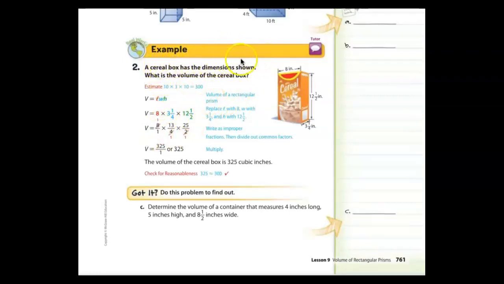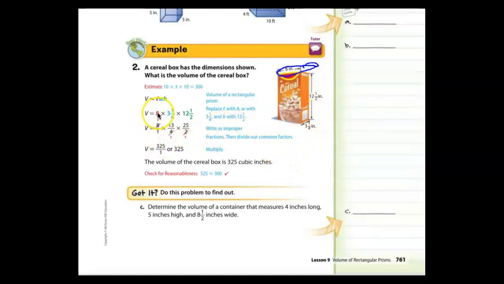A cereal box has a dimension shown. What is the volume of the cereal box? So we have either this formula, which is length times width times height, or we can say capital B, the area of the base, times height. So 3 1/4 times 8, that's what we use to find the area of the base, and then we're going to multiply that by 12 1/2.